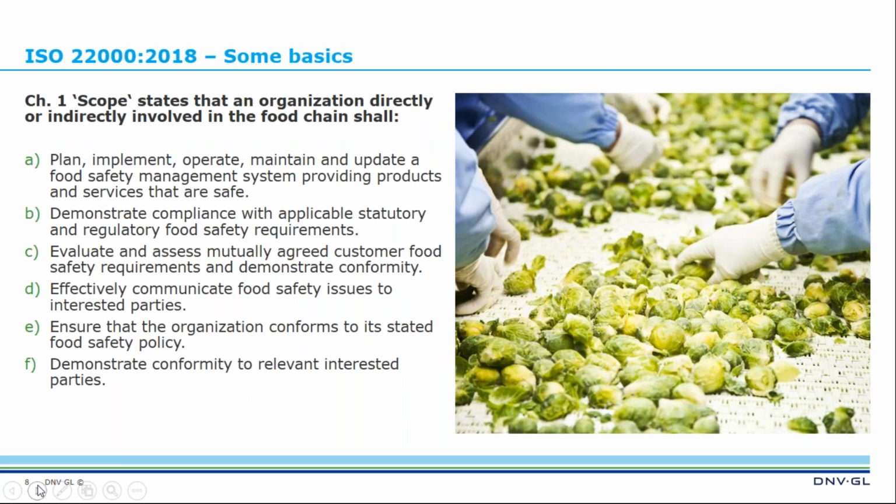Some basic information on the ISO 20000 version 2018. Basically, the scope of this particular standard states that it is meant for organizations which are directly or indirectly involved in the food chain. So that means throughout the food chain, if your organization is not a food manufacturer, but a packaging manufacturer for the food industry, or a service provider which provides services like pest control or cleaning programs for the food industry, you can actually be covered in the scope of ISO 20000.